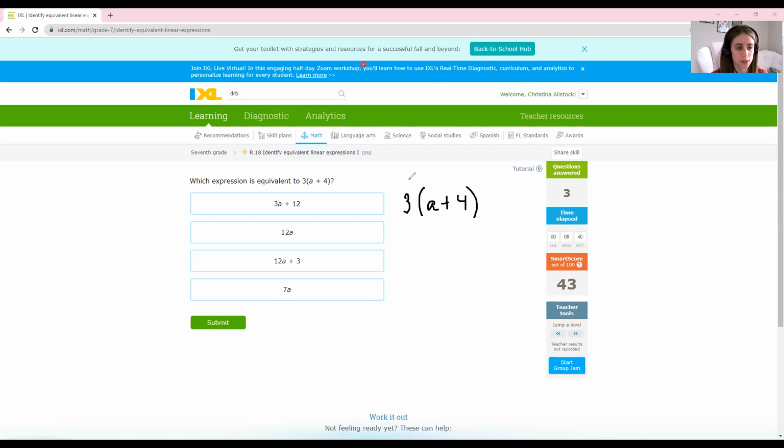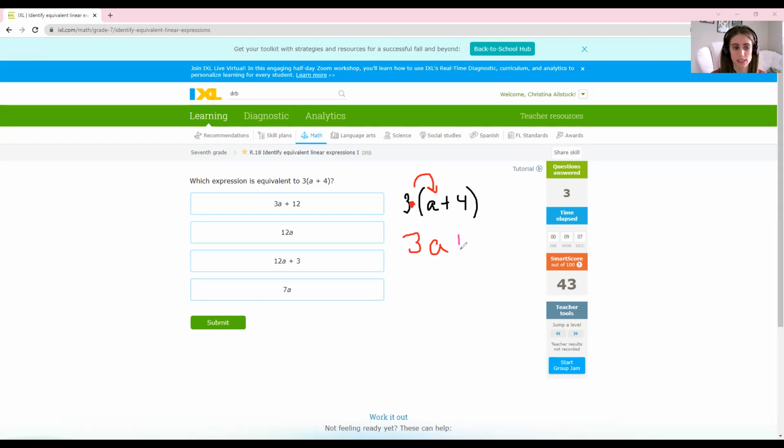And we are going to multiply that 3 by everything inside the parentheses, because parentheses do mean multiplication. They're one of the ways we can show that. So that really means 3 times the a plus 4. First, we're going to multiply 3 times a. That would just be 3a.